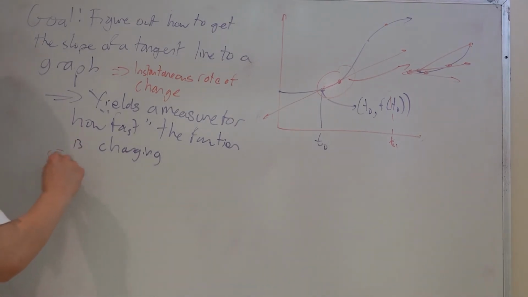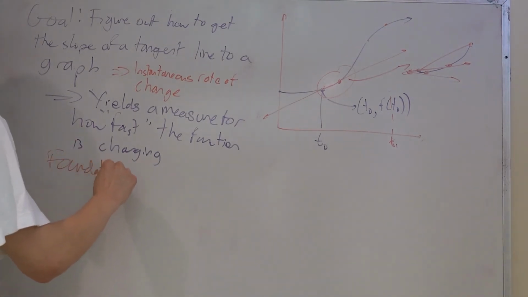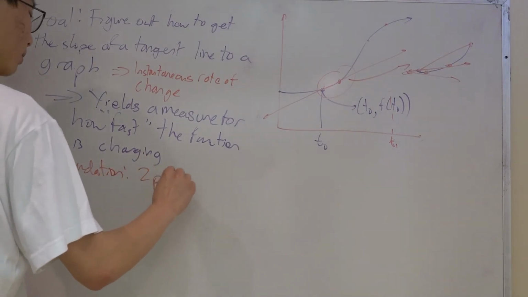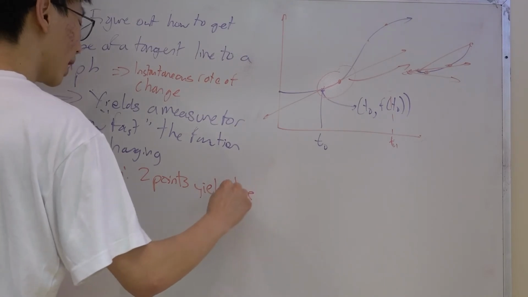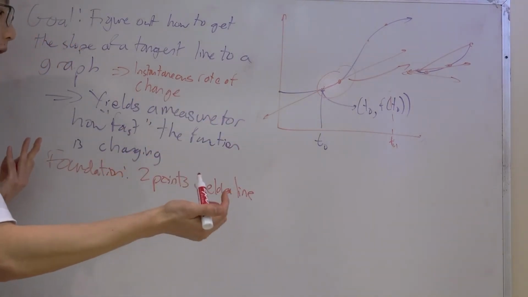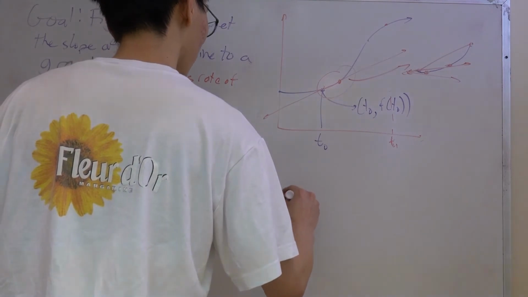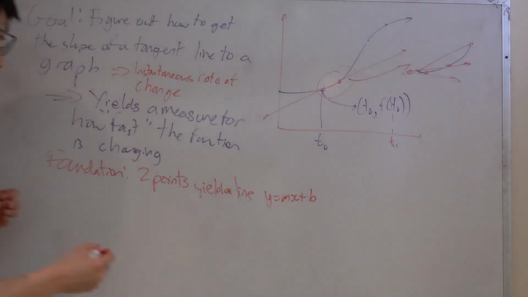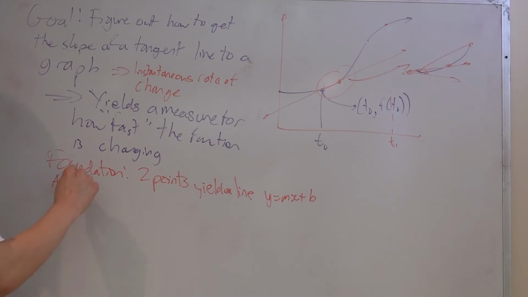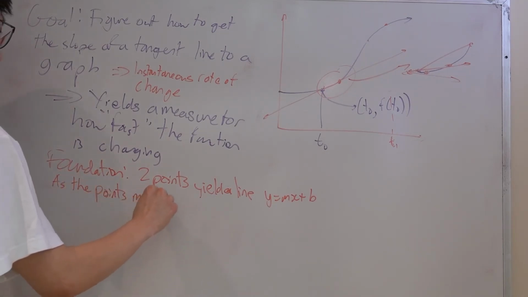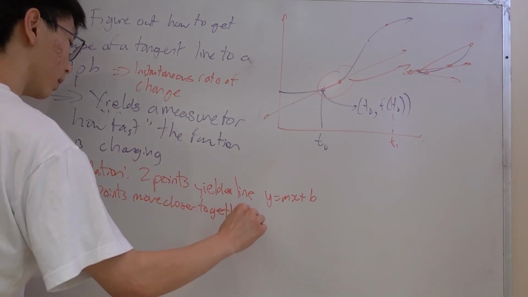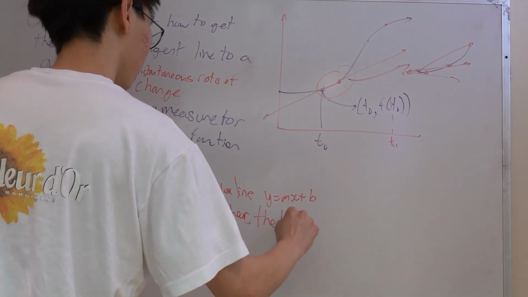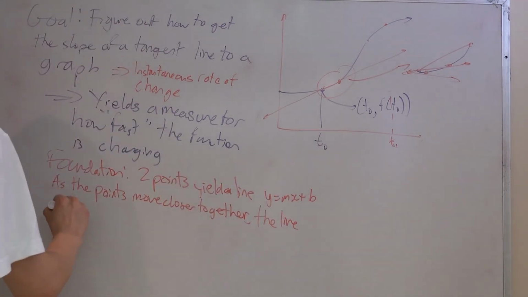So let me just write that down. The foundation is that 2 points yield a line. And not just any line. It gives you the entire equation of the line, a line y equals mx plus b, right? And as the points move closer together, the line becomes a better approximation to the tangent.